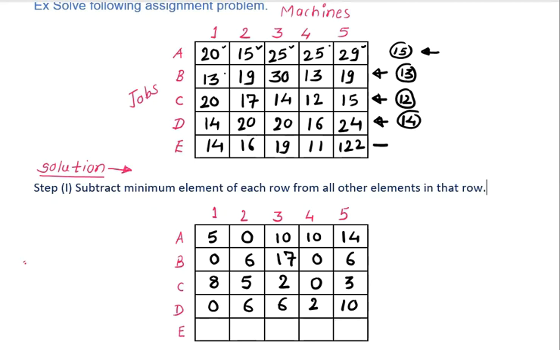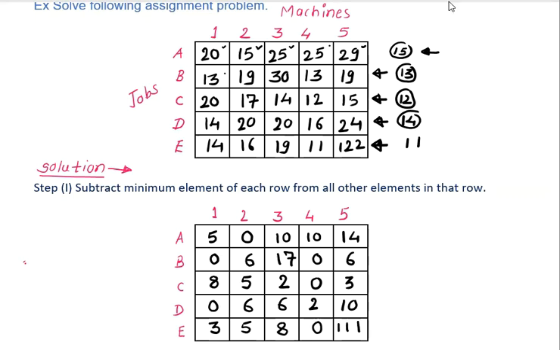And in the last row, the smallest entry is 11. So 14 minus 11 is 3. 16 minus 11 is 5. 19 minus 11 is 8. 11 minus 11 is 0. 22 minus 11 is 11. This is the matrix we get in the first step.